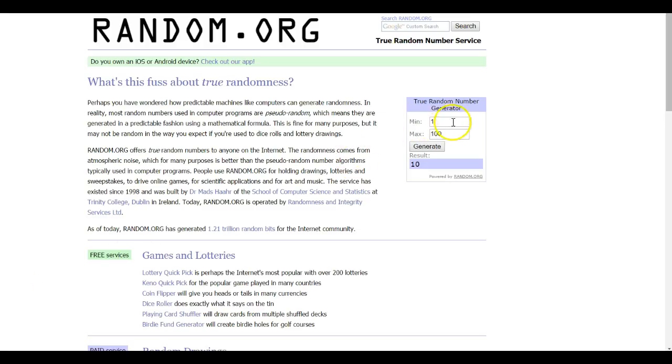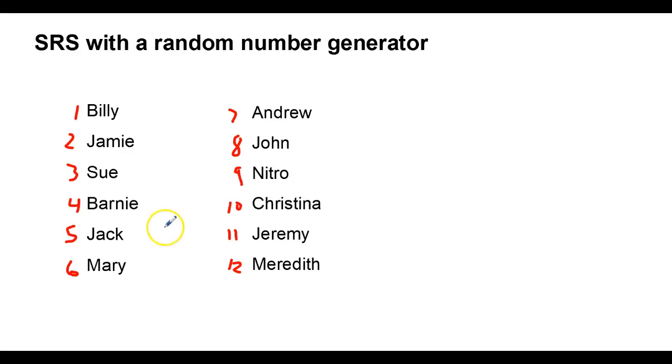Here I am on the random.org website, and I'm going to set my min at 1 and my max at 12 since I have 12 people in my list. And I randomly generate it, and I get a 12. I get an 11. I get a 4 and a 9. And so I'm going to use these numbers to select people. So I got a 12, I got a 10, a 4, and a 9.